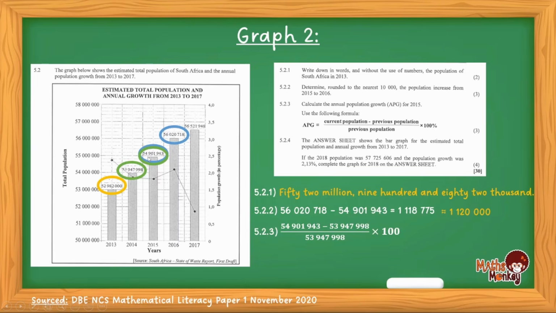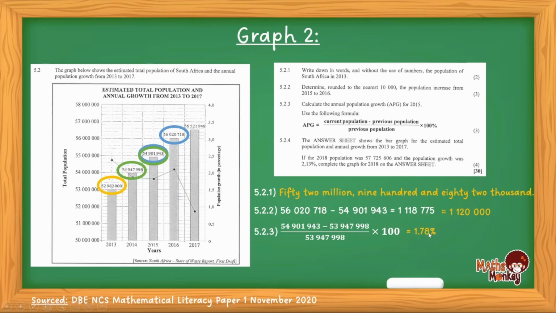Okay, so then you would just substitute it in the formula as is. So the 54,901,943 minus the 53,947,998, and you will divide it over the previous population again and multiply it by 100. And your answer is 1.78.